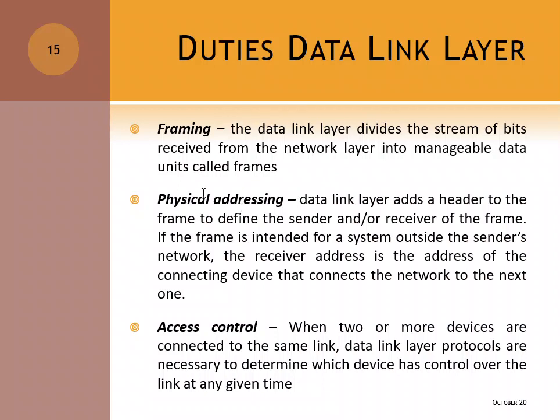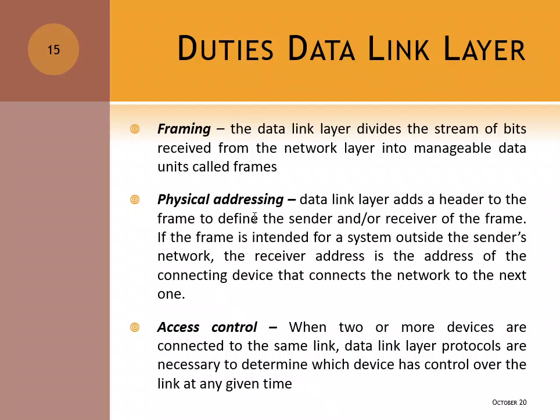Then physical addressing. Physical addressing means the data link layer adds a header to the frame to define the sender and/or receiver of the frame. If the frame is intended for a system outside the sender's network, the receiver address is the address of the connecting device that connects the network to the next one.